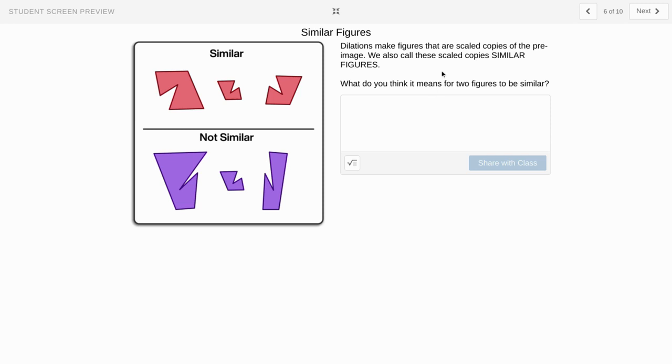So what do you think it means for 2 figures to be similar? These red shapes are similar, but these purple or blue shapes are not similar. So what do you think it means? We'll go over that here at the end. So you can pause the video and write your answer. When you're finished, press play.